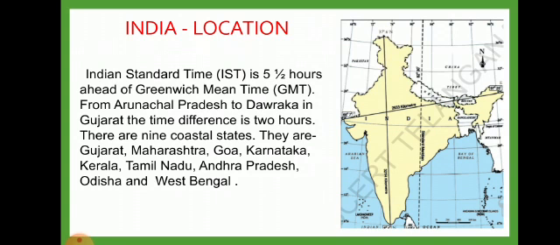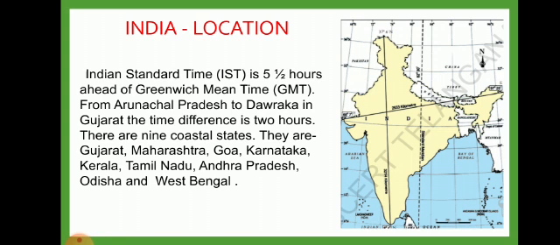Now, Indian Standard Time, IST, is 5.5 hours ahead of Greenwich Mean Time, GMT. From Arunachal Pradesh to Dwarka in Gujarat, the time difference is 2 hours.